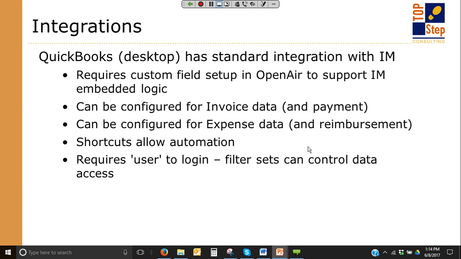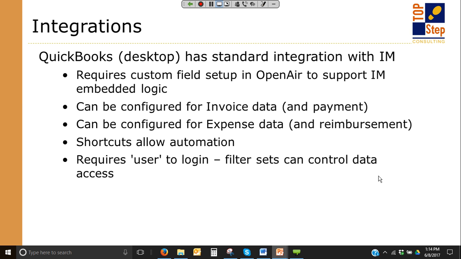The QuickBooks integration tool itself, it is actually part of Integration Manager. So the Integration Manager tool is set up. It logs into both OpenAir and to QuickBooks to be able to do its discussion back and forth. So that's essentially what the integration supports.